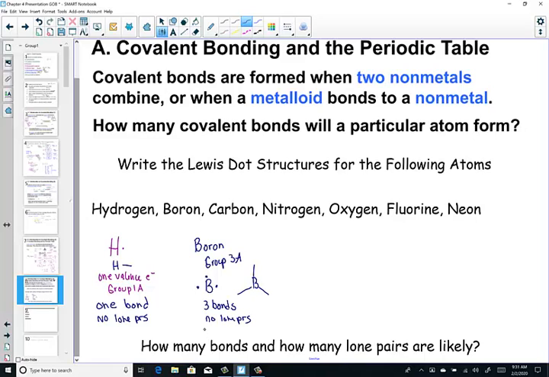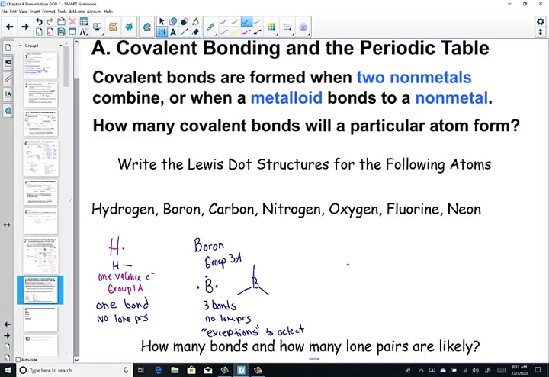We'll learn that this is one of those exceptions to the octet rule, because it does not have 8 electrons around it. It will only have 6, and that's okay because it lives in group 3A. It only has 3 dots. It only has 3 spots for bonding. That's why we'll call it an exception to the octet rule.